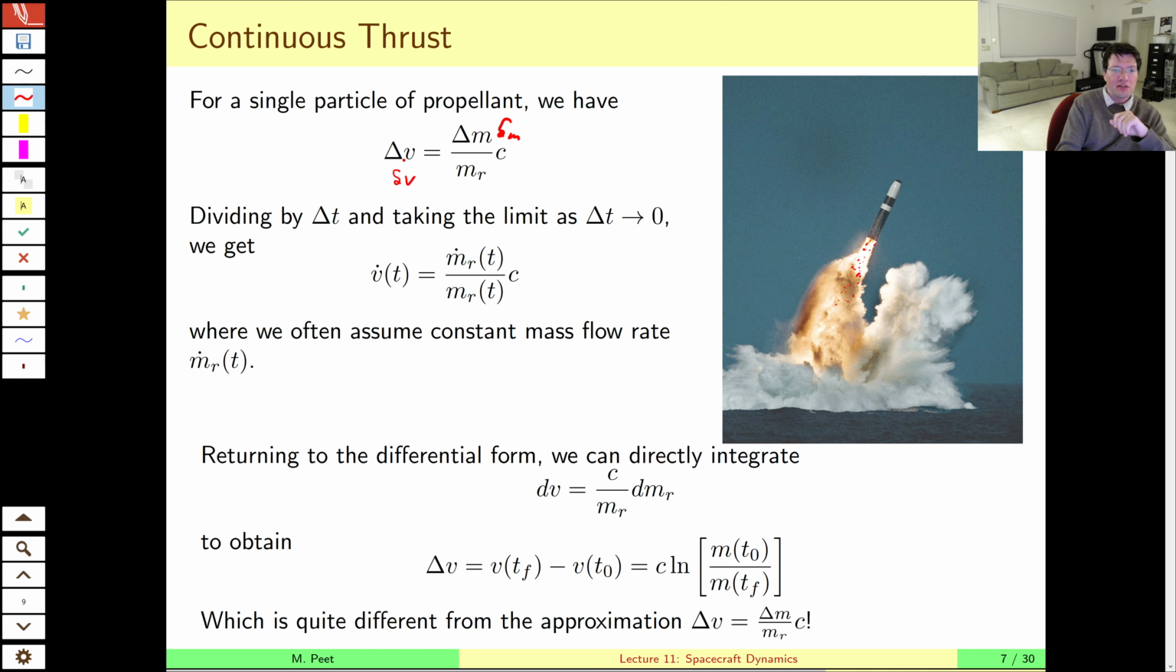Dividing both sides by delta T, we get delta M over delta T on the right and delta V over delta T on the left. We take those terms to be V dot and M dot. So V dot is a function of M dot, the rate at which you're spitting propellant out the back, times the exit velocity of that propellant, divided by the mass of the rocket. Now this will be decreasing over time, right?